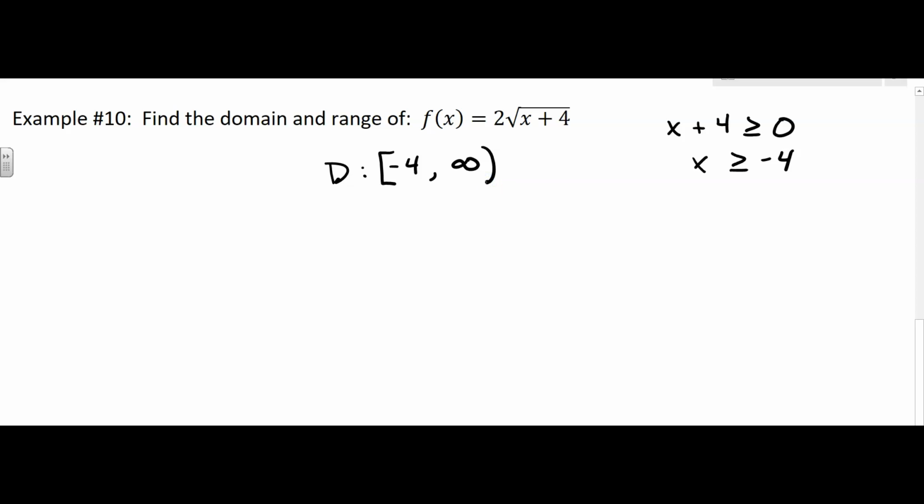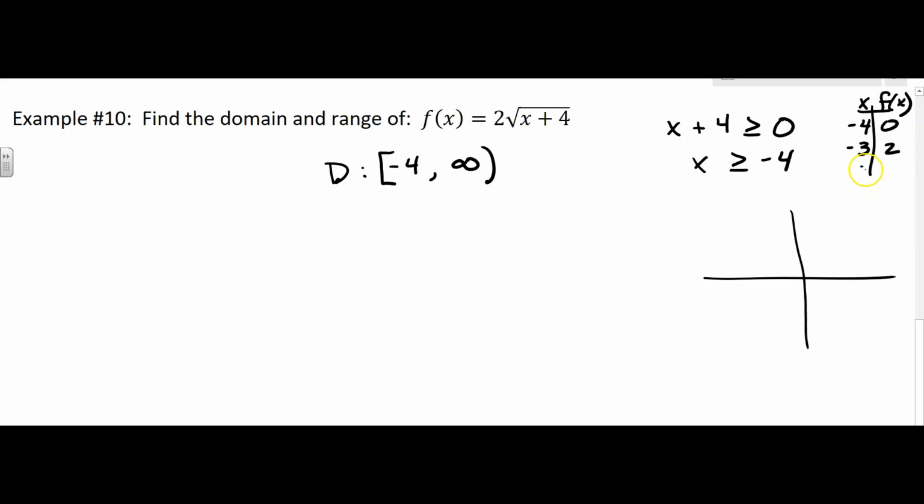Now if I make a quick little graph here, let's say I plug in -4. I would get 0 for an output. So let's make a little table of values here. If I plug in -4, I'm going to get 0. 0 times 2 is 0. If I plugged in -3, that would give me the square root of 1, which is 1, times 2, which is 2. So I could kind of get a picture of what's going on here.